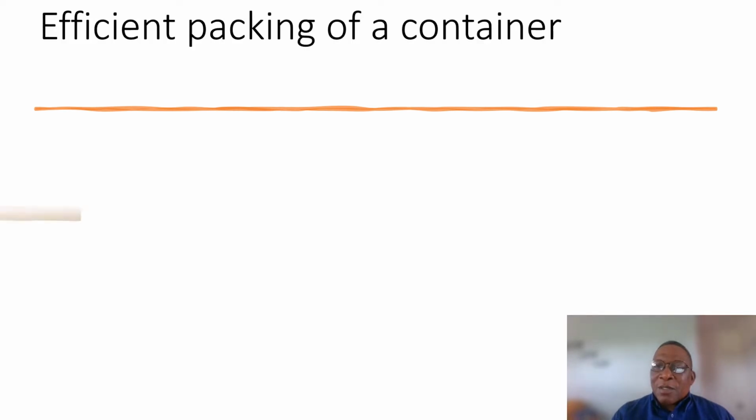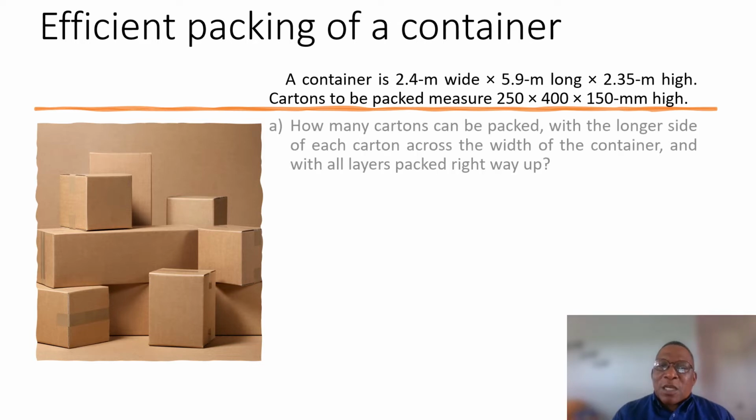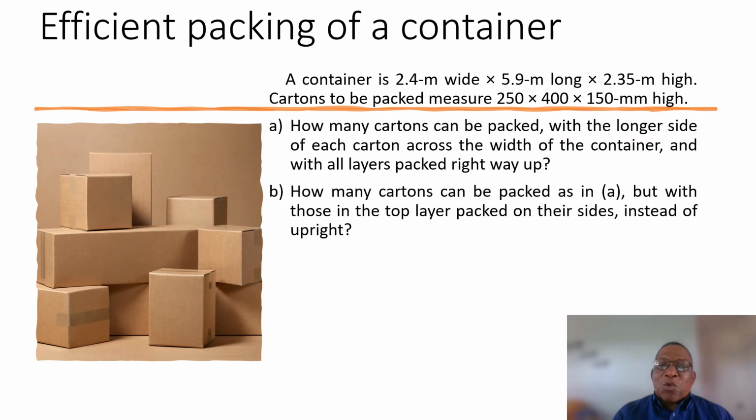Now, this is a typical example of what takes place at some manufacturing production depots. Here, we are given a container of a particular dimension, and we are also given some cartons of a smaller dimension to be packed into it. We are also given specific instructions in A on how we are supposed to pack these cartons into the container. In B, we have been advised to continue packing them, so we are given another way in which we are supposed to pack.